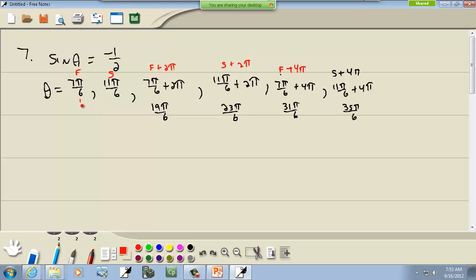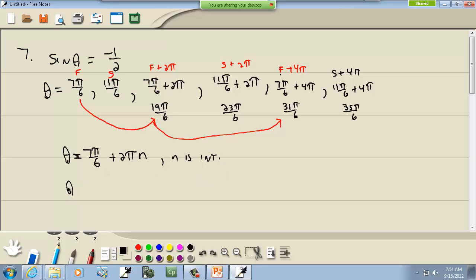Take a look at our first one to our first one plus 2 pi. And then from that one to the first plus 4 pi. 7 pi over 6 to 19 pi over 6. We added 12 pi over 6. And then we added 12 pi over 6 to get to this next one. Well, 12 pi over 6 is 2 pi. So this is like taking 7 pi over 6 and adding 2 pi over and over. Now I'll put an n here, and I'll say n is an integer.